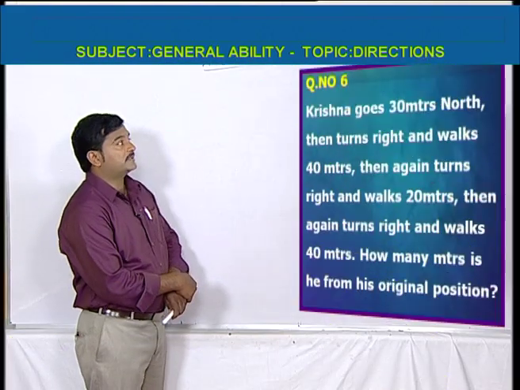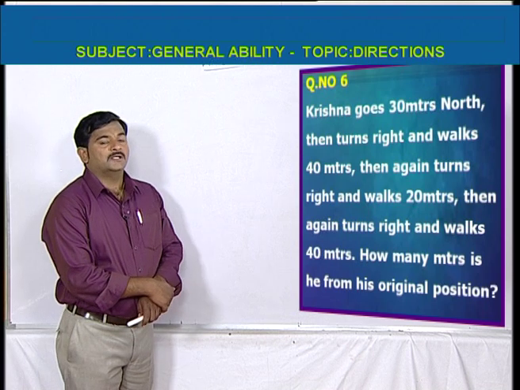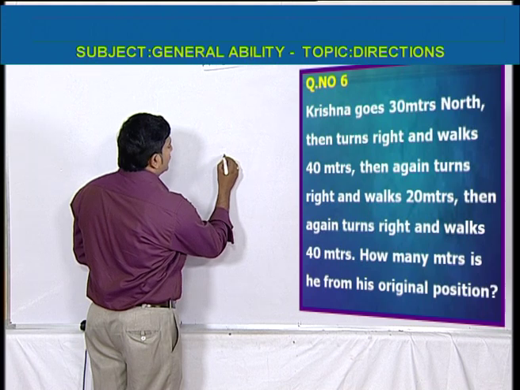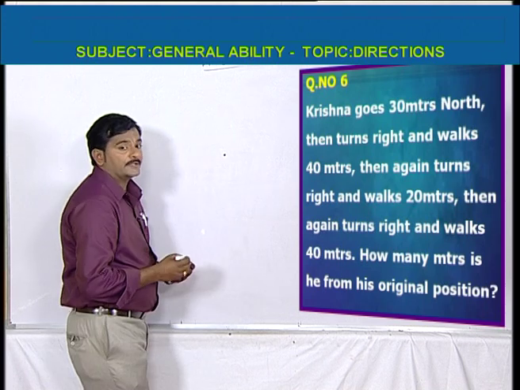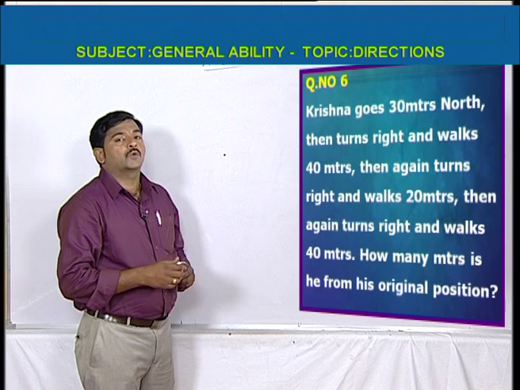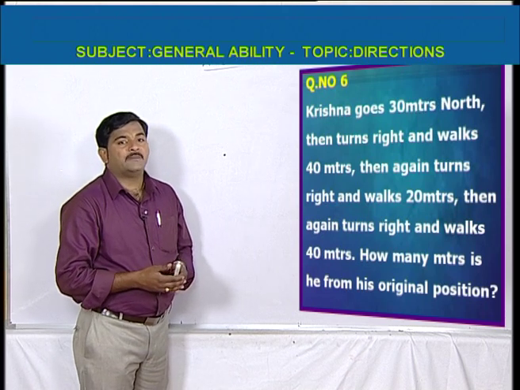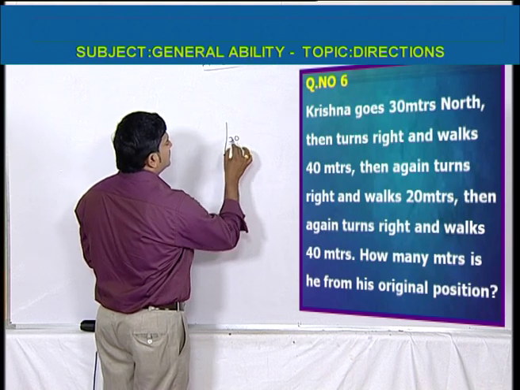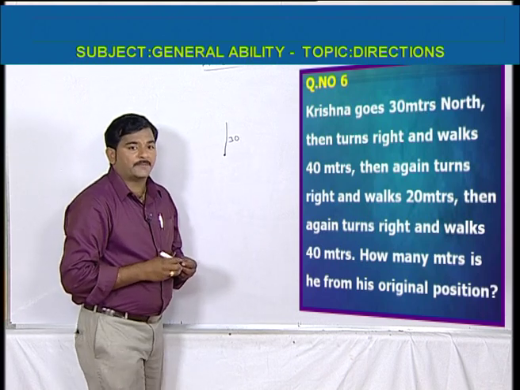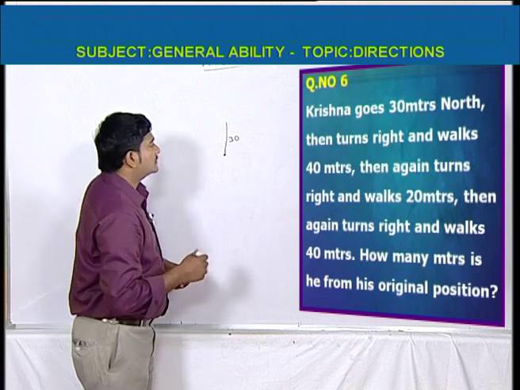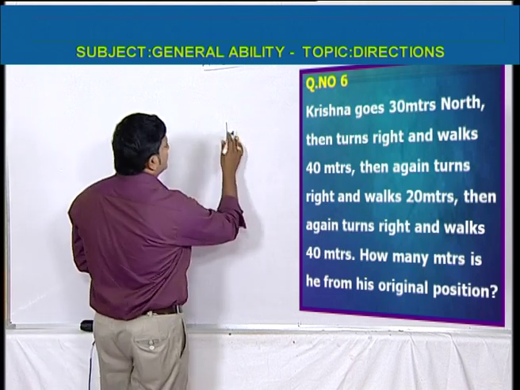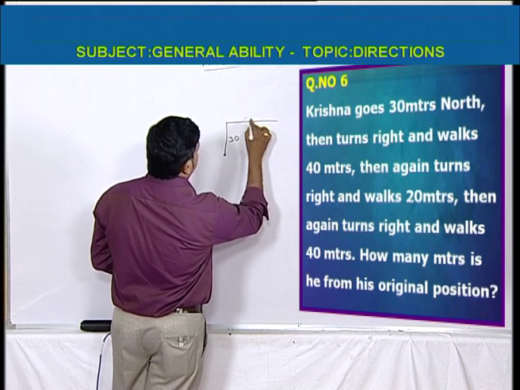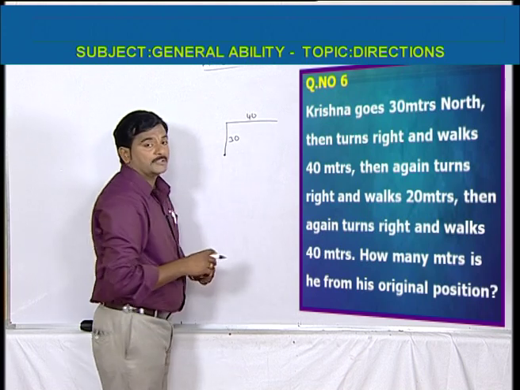It is as follows. It is about Krishna. What happened? Krishna goes 300 meters north. So let's say somewhere take a starting point. What happened? Krishna goes how many meters? 30 meters north. So Krishna goes 30 meters north. There is no issue with this. Next what happened? Then turns right and walks 40 meters. Turns right. So here he is walking in that way. So turns right and walks how many meters? 40 meters. There is no issue with that.